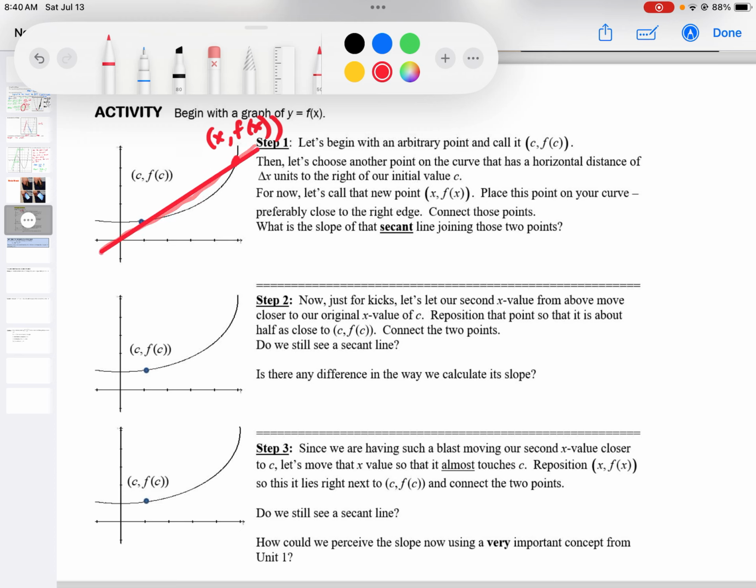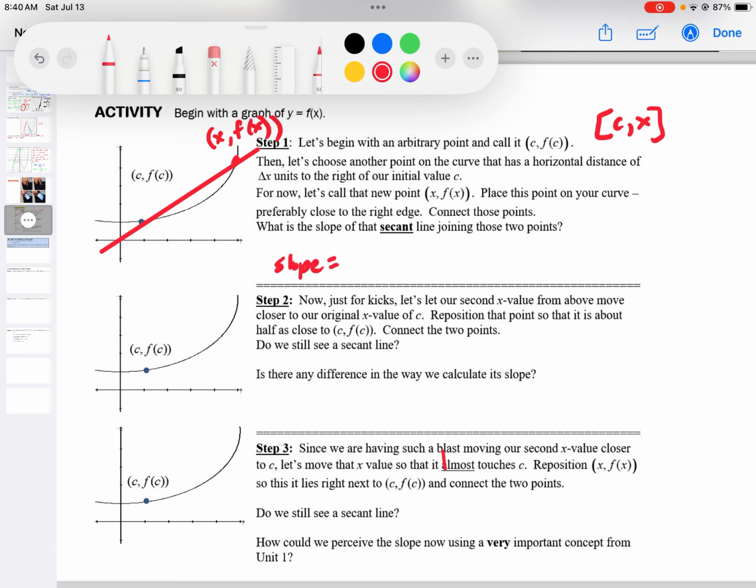Connect those points. What is the slope of the secant line joining those two points? All right, so that is the slope. It gives us a good average rate of change over the interval c to x, right? If I find the slope of that secant line, a secant goes through 2 points, that's the average rate of change of the whole thing. Remember, we're trying to find the instantaneous rate of change at the point c, f of c.